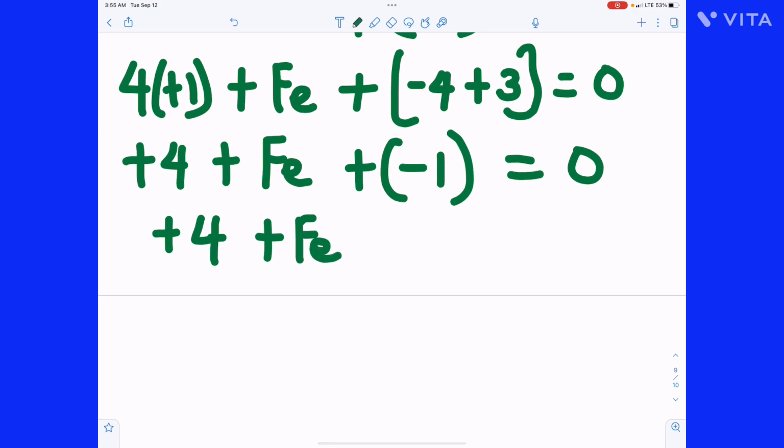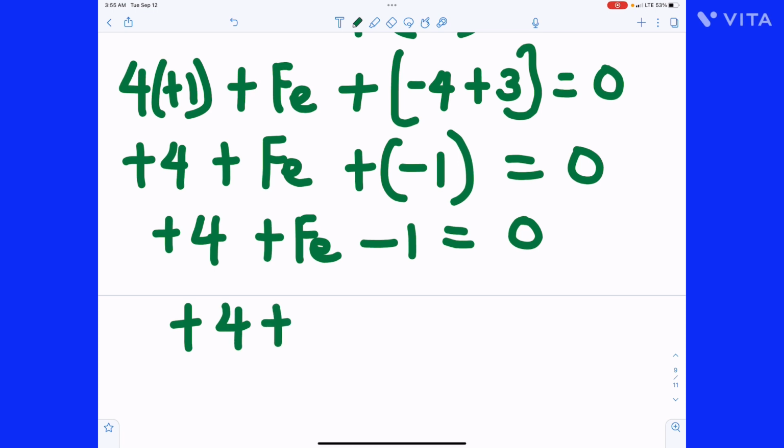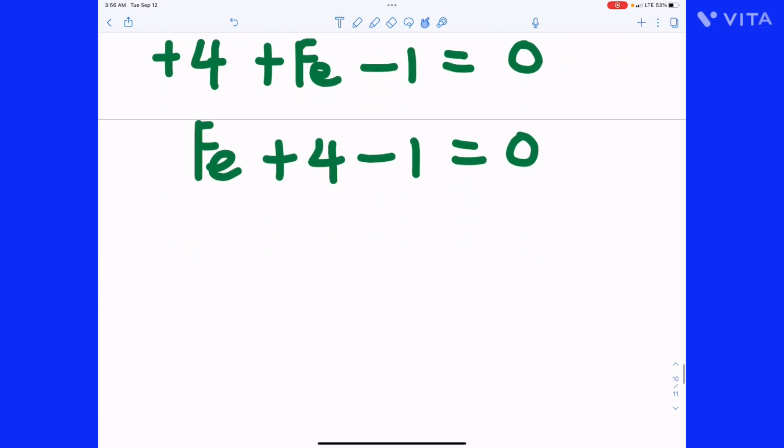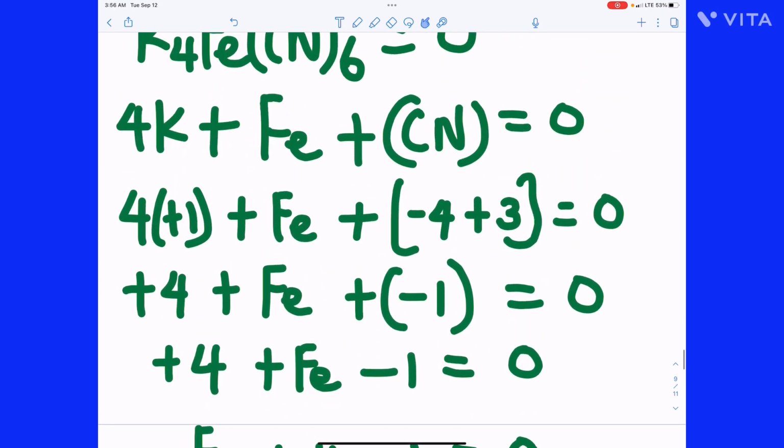Plus 4 plus Fe minus 1 is equal to 0. Okay, let's rearrange. What do we get when we rearrange? We get Fe plus 4 minus 1 is 0, so that gives us Fe plus 3 is 0. I hope I'm not making a mistake here.